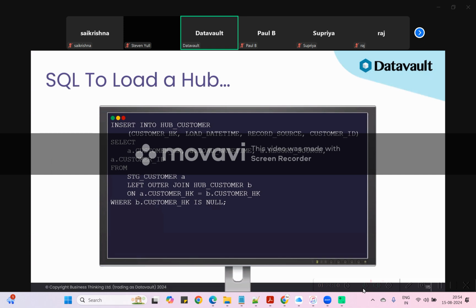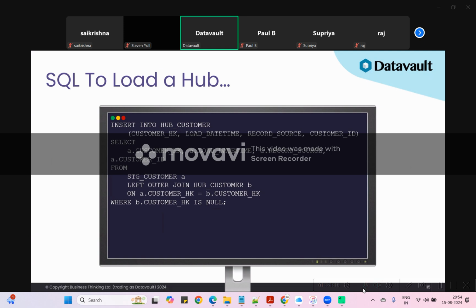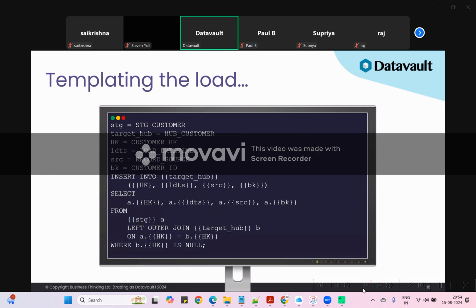Right, so the SQL to load a hub. Well, every hub's going to have a similar loading pattern, so the SQL's going to look very similar. This is a slightly old-fashioned way of writing it, but essentially we're inserting into the hub from the staging customer where there are new records in the staging customer. It's a left outer join on the hub. So we find out anything that's new and we push that into the hub. And that means we can template it.